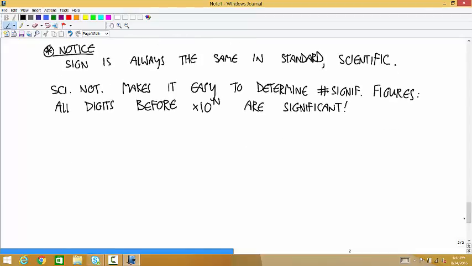Okay, so there are two things that we need to be able to do with scientific notation. We need to be able to go from standard notation to scientific notation, and we need to be able to go from scientific notation back to standard notation. So we want to be able to go back and forth.